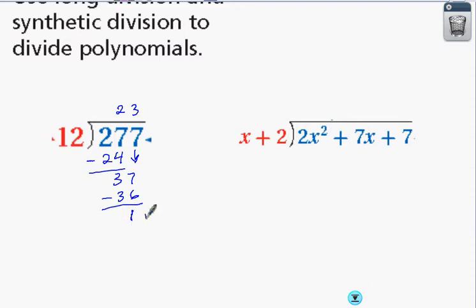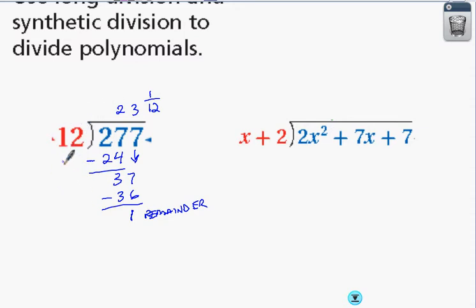So we have here a remainder. That would be our remainder. And in fact, if we wanted an exact answer, we could say that 12 goes into 277 23 and 1/12 times. So this would actually be the answer to our problem.